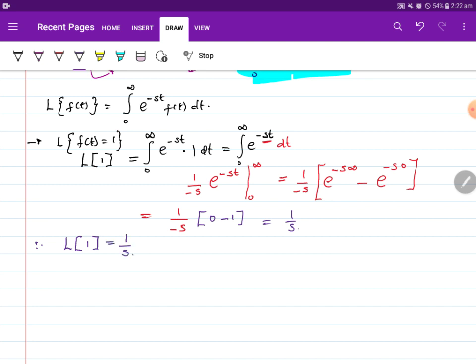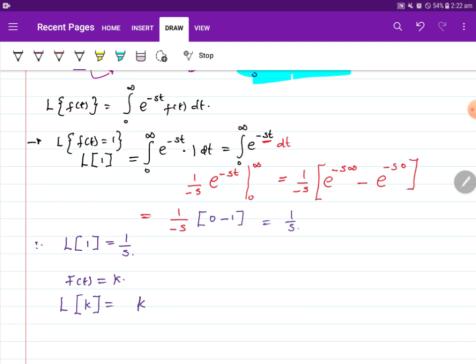Okay. Now look at this. What if your f of t is equal to k? Meaning if I ask you to find the Laplace transformation of any constant k, so I can say that since it is constant k, the Laplace transformation of k is the same thing as k.